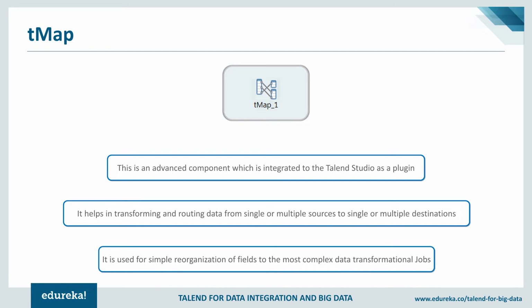Again, the destination can also be heterogeneous. You can read from an Excel and XML file and put it to a database and a normal delimited file. That's the capability of it, and it can do filtering, it can work on expressions, you can create temporary variables. There are many features which tMap provides, which I'll be demonstrating in the demo as well. It is used for simple reorganization of fields, and the most complex data transformation can happen in tMap. So tMap is one of the widely used components for processing.